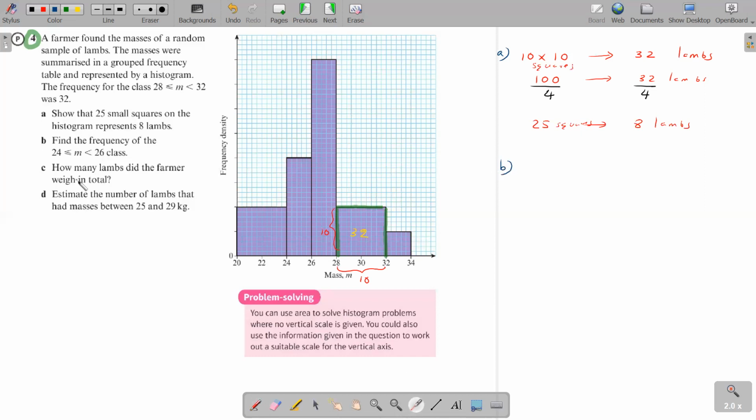Part B, find the frequency of the class 24 less than or equal to m less than 26. Okay, which one do they want you to find? They want you to find the frequency of the 24 to 26 class.